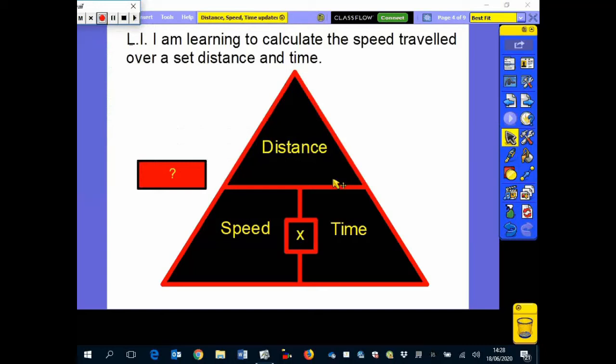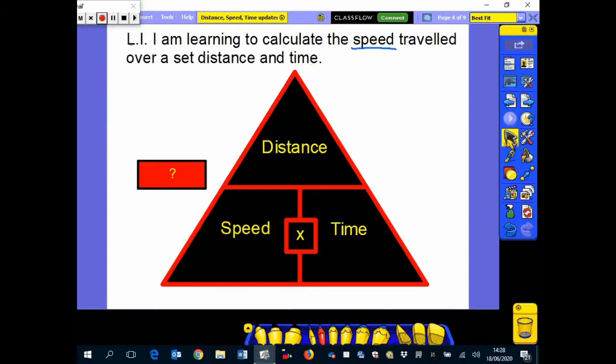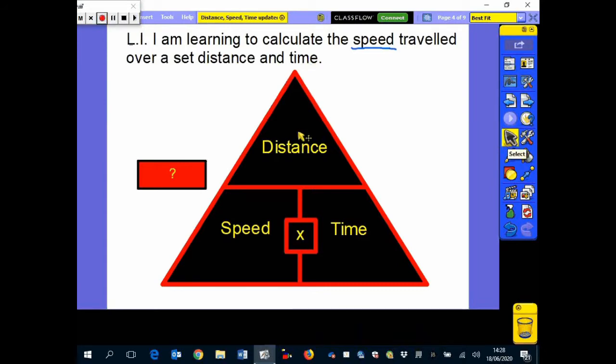Hi guys! In this video we're going to be looking at distance, speed and time calculations, and we're going to be learning to calculate the speed travelled, otherwise known as the average speed, over a set distance and time. Now I strongly recommend starting off by looking at the distance video on this, because that's a good entry point and it's probably one of the easiest ones to work out. In this video we're going to be looking at speed.